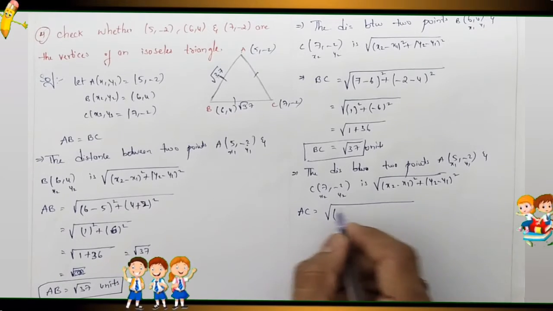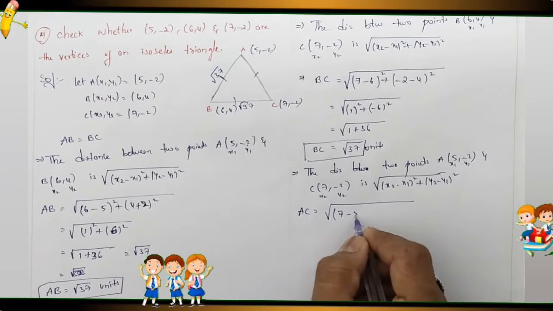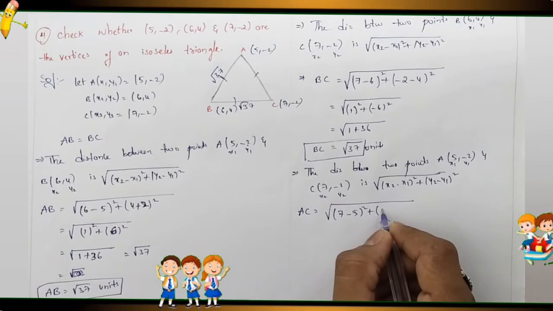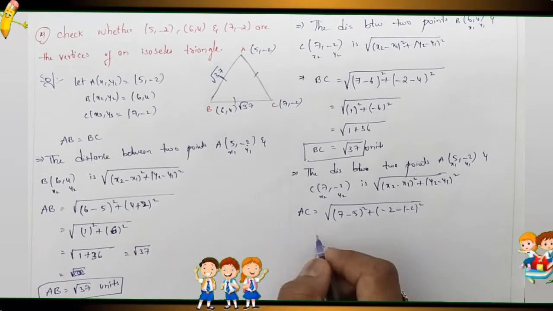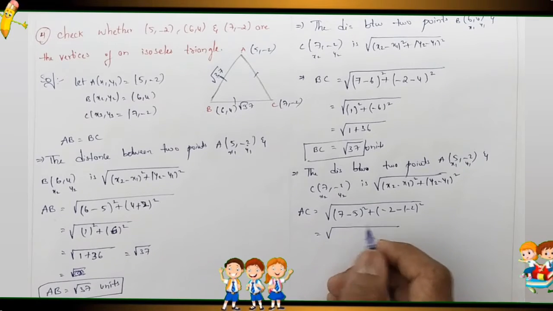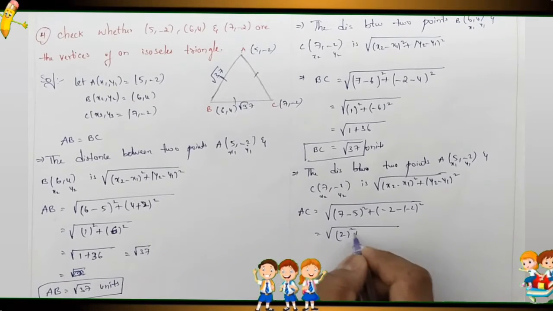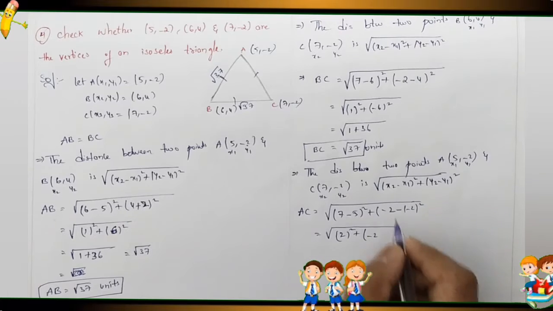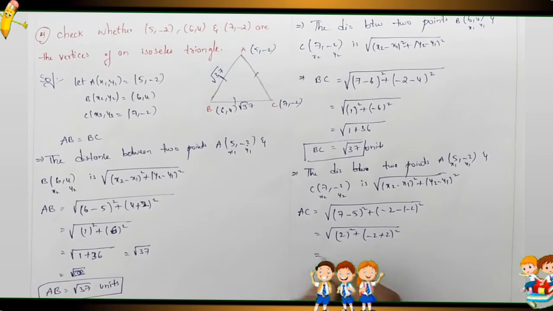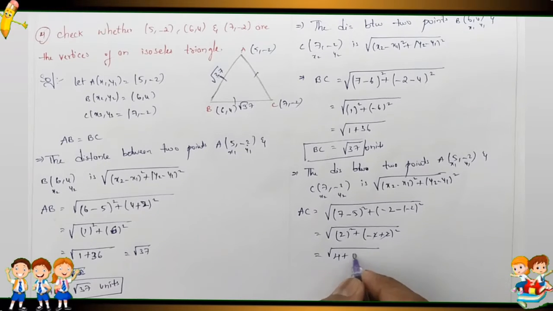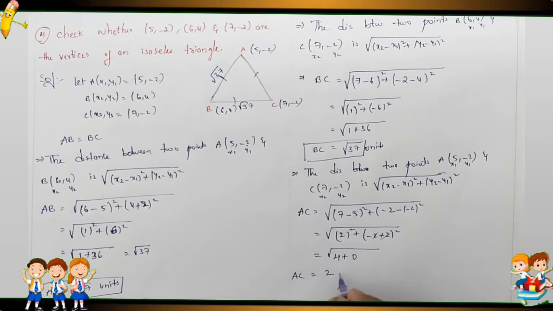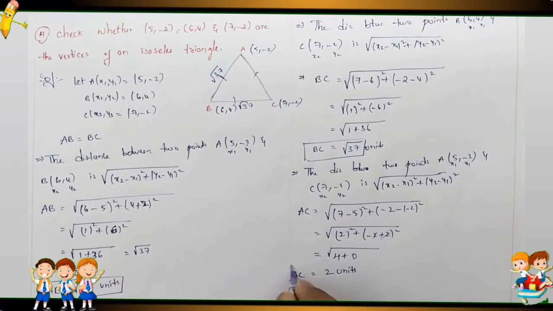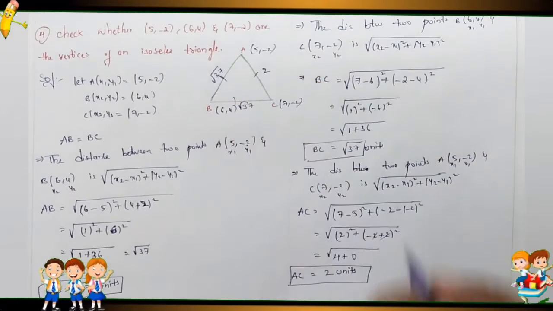Now x2 value, how much? 7. 7 minus x1, 5, whole square. Next, y2 value is minus 2, minus y1, which means minus 2, whole square. Now square root of (7 minus 5) which is 2, whole square, plus (minus 2 minus into minus, plus 2) whole square. So 2 square is 4, and minus 2 plus 2 is 0. 0 square is nothing but 0 only. So root 4 is 2. So AC value, how much? 2 units.